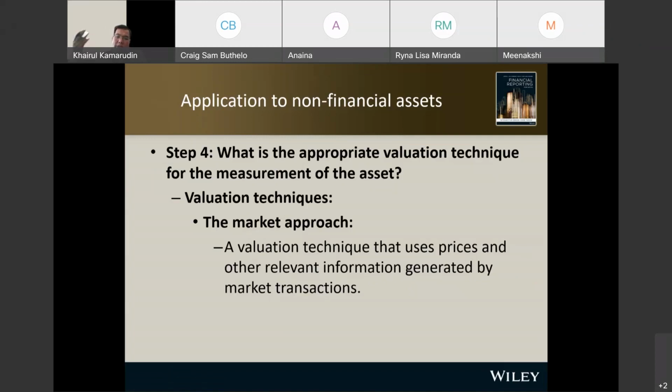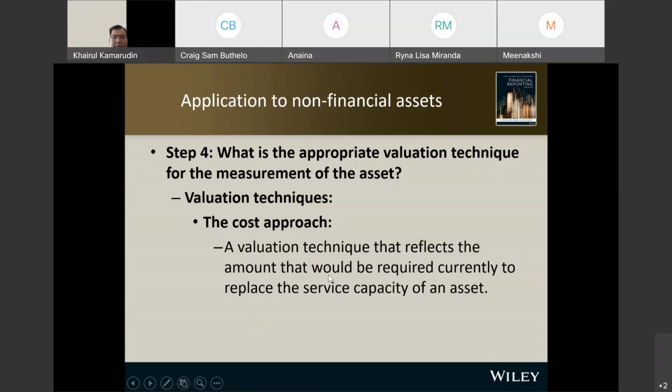Previously, we looked at how much they sell, what the price is when the seller sold the asset. So that is more on the market price. They use the market data. The cost price is another way. If you cannot use that market approach, use the cost approach.